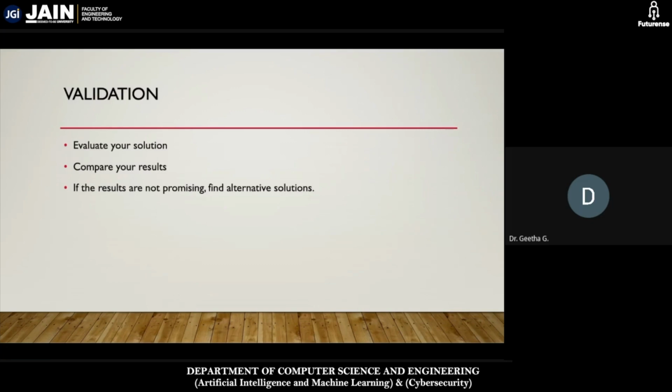And then once you get the result, you have to compare the result. What is the accuracy? What is the complexity? You need to compare your results with the existing research papers that are already available. If the results are good, then you have achieved something. Otherwise, you have to go back and redo whatever you have done.